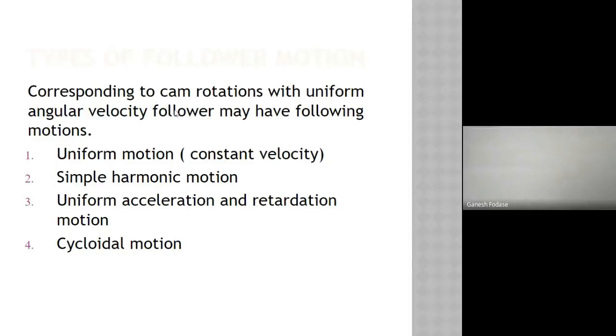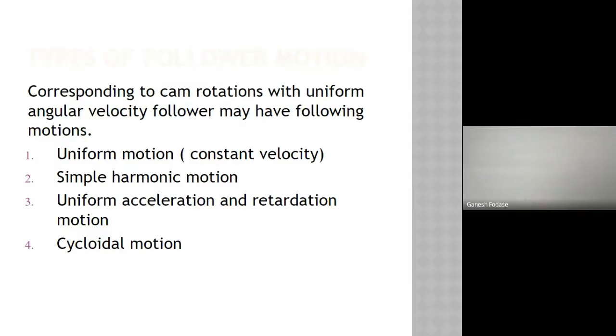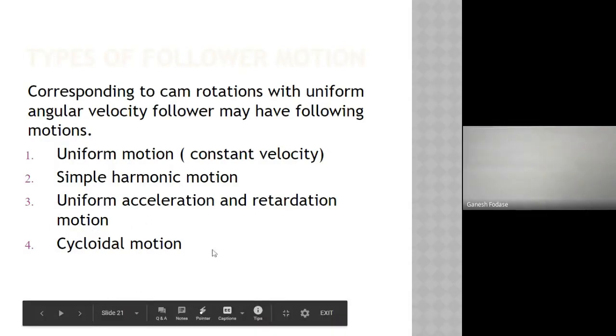But we know that here the cam, which rotates with uniform angular velocity, will give different motions to a follower. So there are different types of motions of the follower, like uniform motion, or we can say the follower is moving with a uniform motion, or you can say constant velocity, simple harmonic motion, uniform acceleration and retardation motion, and cycloidal motion. These are the types of follower motions.